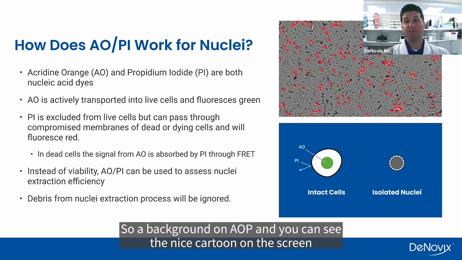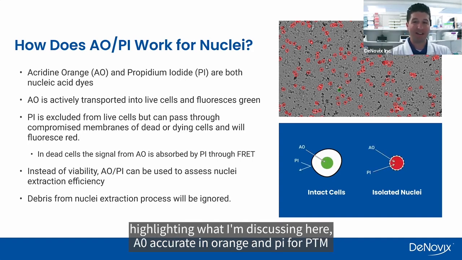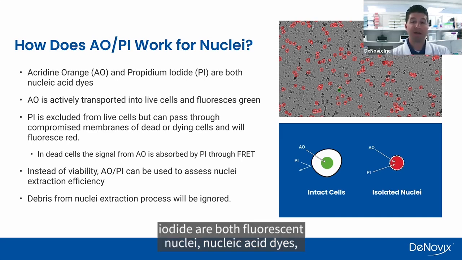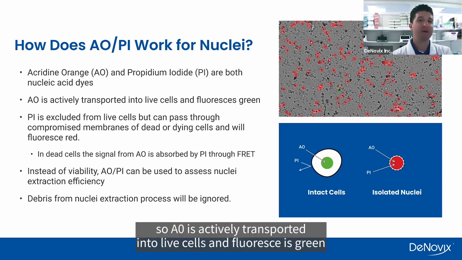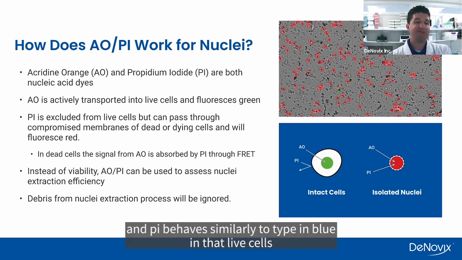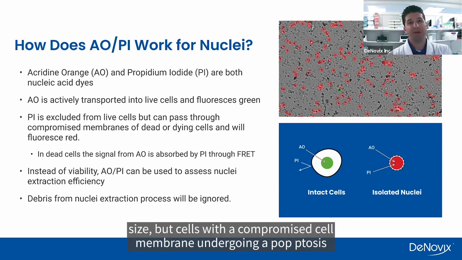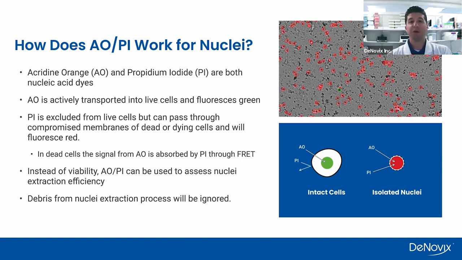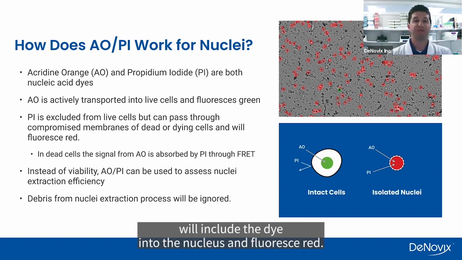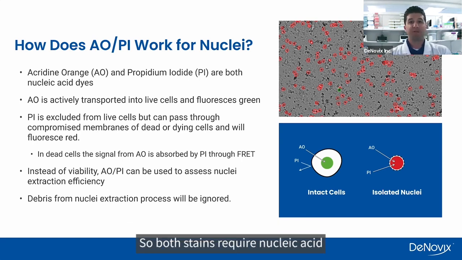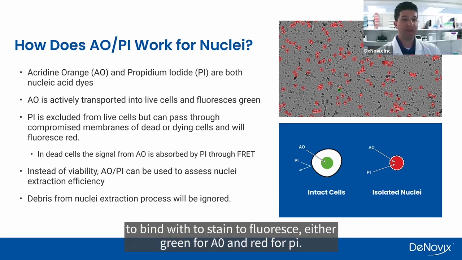So a background on AOPI, and you can see the nice cartoon on the screen highlighting what I'm discussing here. AO, acridine orange, and PI, propidium iodide, are both fluorescent nucleic acid dyes. AO is actively transported into live cells and fluoresces green. And PI behaves similarly to trypan blue in that live cells exclude the dye due to its large size, but cells with a compromised cell membrane undergoing apoptosis will take the dye into the nucleus and fluoresce red. So both stains require nucleic acid to bind with to fluoresce, either green for AO or red for PI.